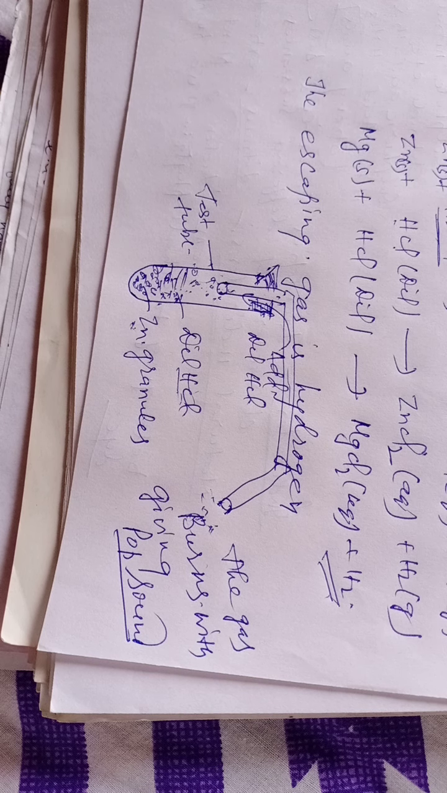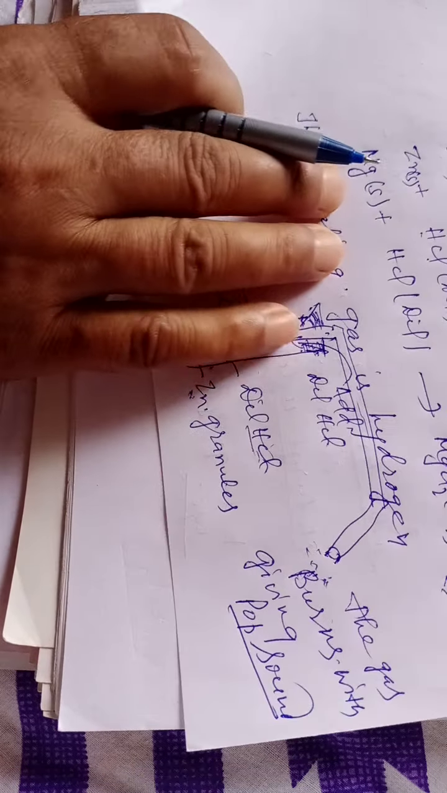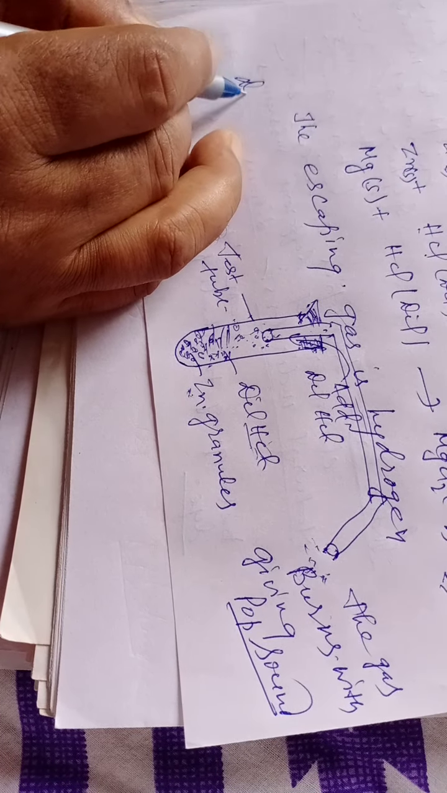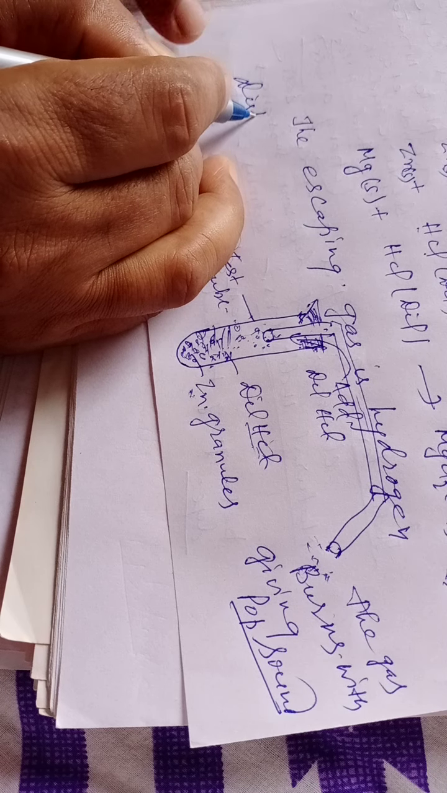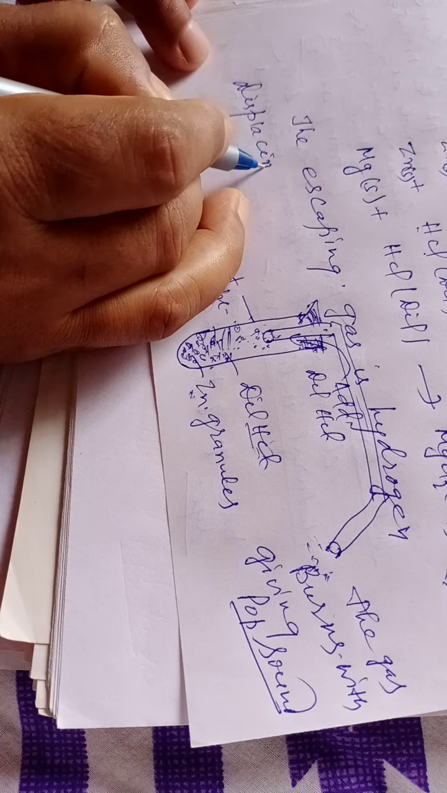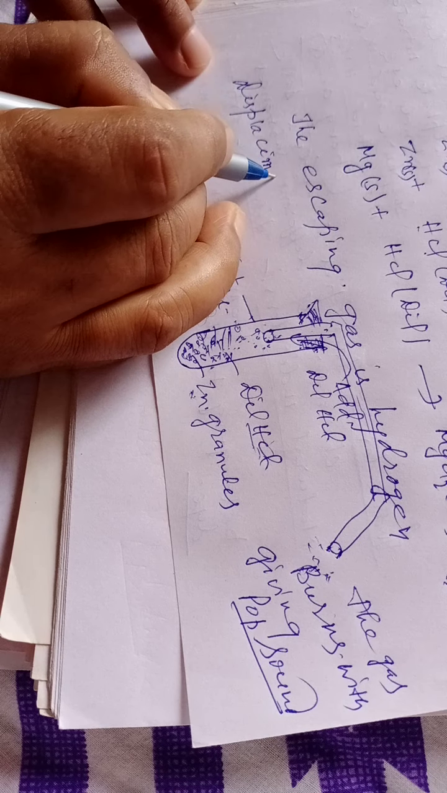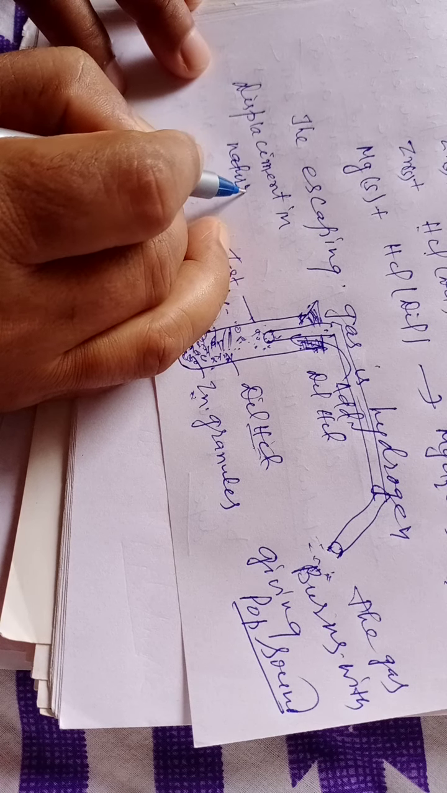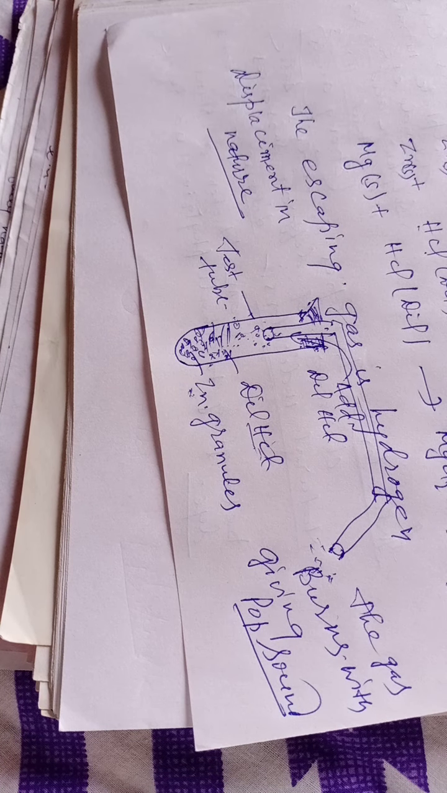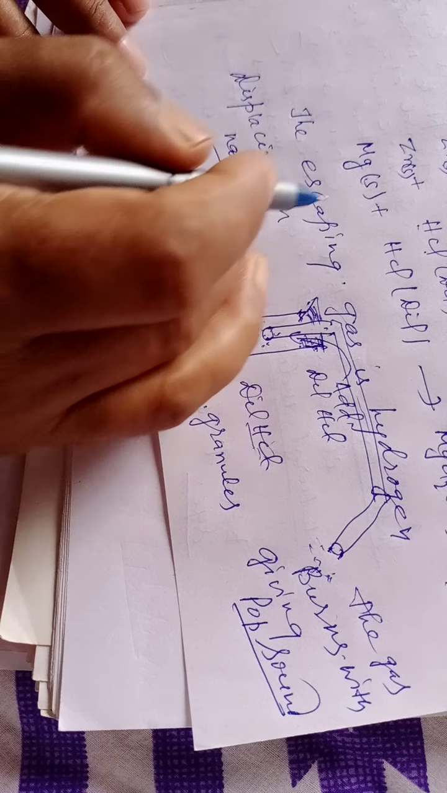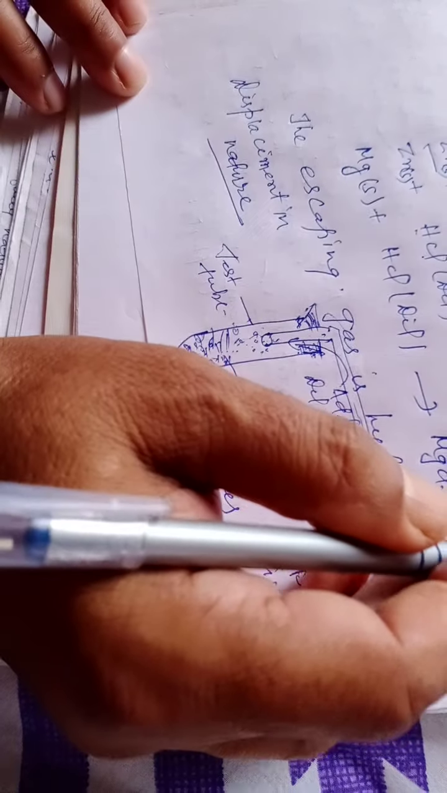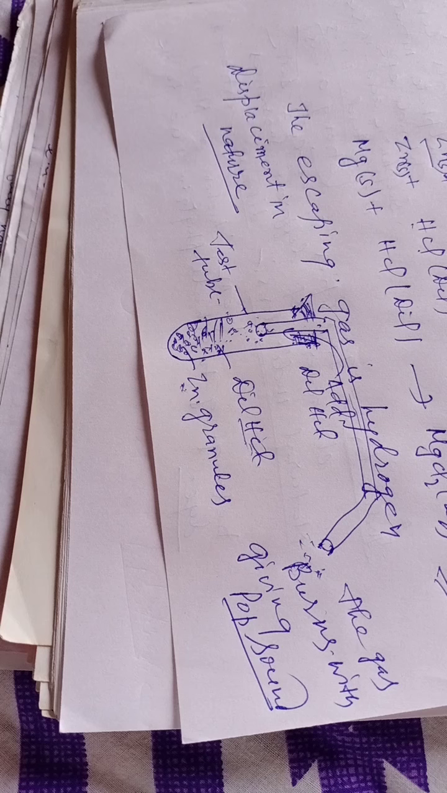So all the reactions of metal and dilute acid are displacement in nature. It means metal displaces hydrogen from dilute acid. This metal displaces hydrogen. So this is a displacement reaction.